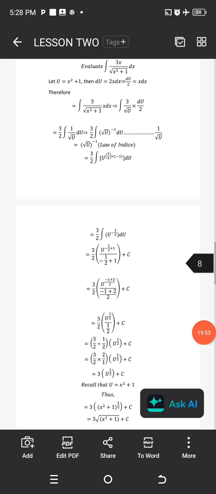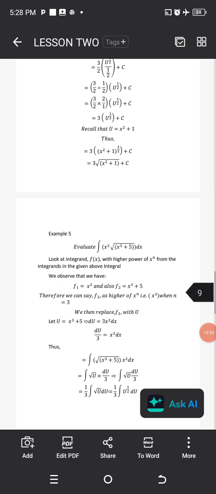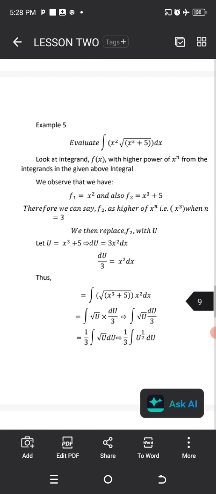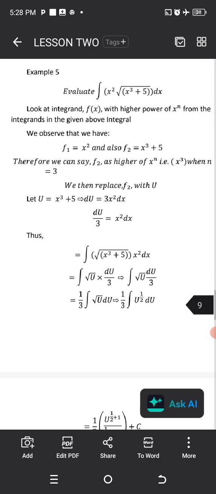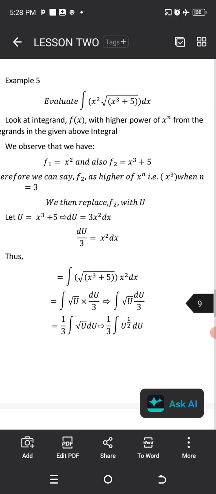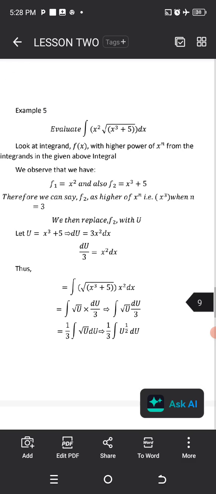So example 5, the same thing. You can just go through the steps. I can't explain everything, but I've solved everything.